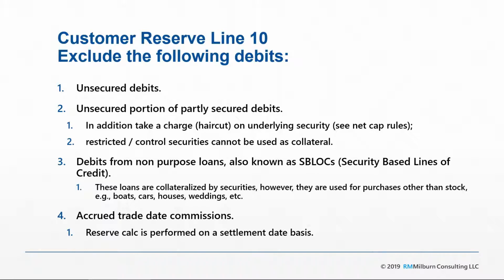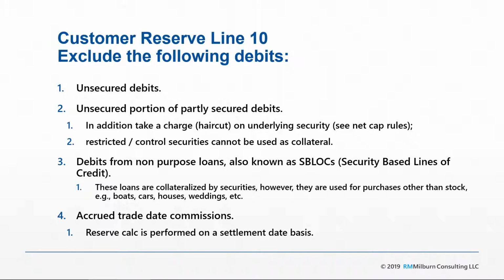If you have restricted or controlled securities within an account, they cannot be used as collateral. Debits from non-purpose loans, also known as security-based lines of credit. These loans are collateralized by securities. However, they are used for purchases other than stock, say, for example, boats, cars, houses, weddings, etc.